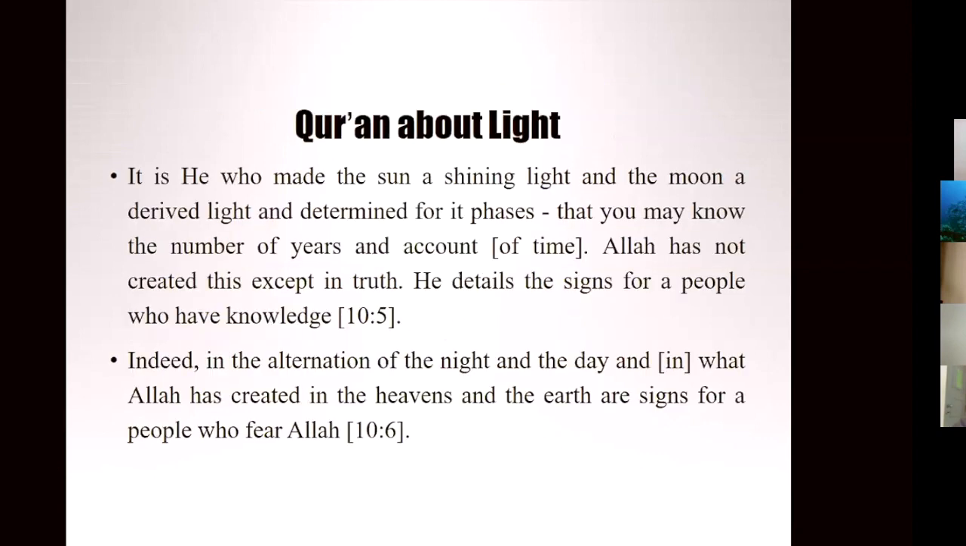So Allah subhanahu wa ta'ala said in the Quran: It is He who made the sun a shining light and the moon a derived light and determined for it phases, so that you may know the number of years and the account of time. Allah has not created this except in truth. He details the signs for the people who have knowledge. This one is from chapter 10 and verse 5. And in the next verse, Allah has said: Indeed, in the alternation of the night and the day, and what Allah has created in the heavens and the earth are signs for people who fear Allah.